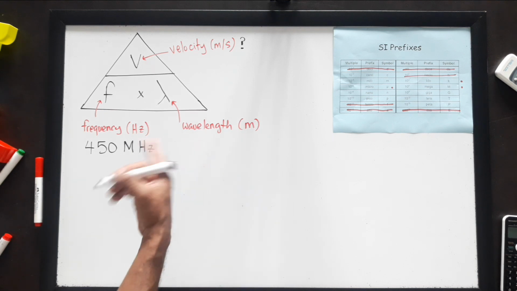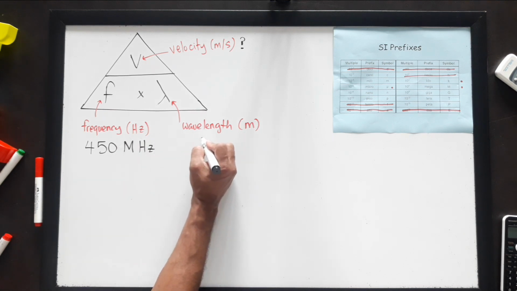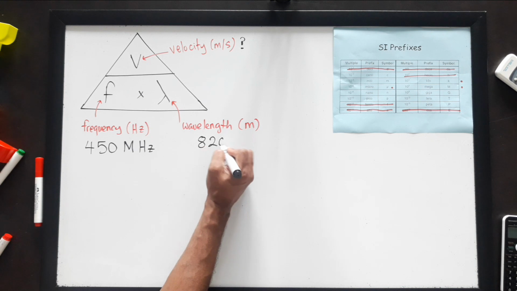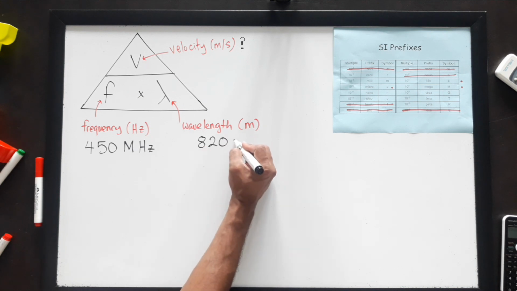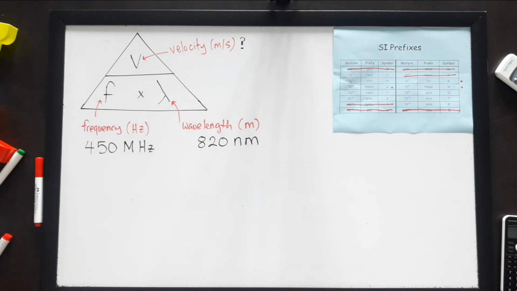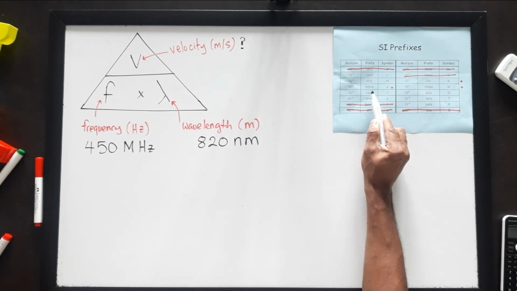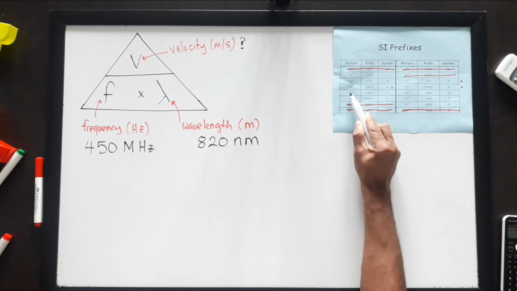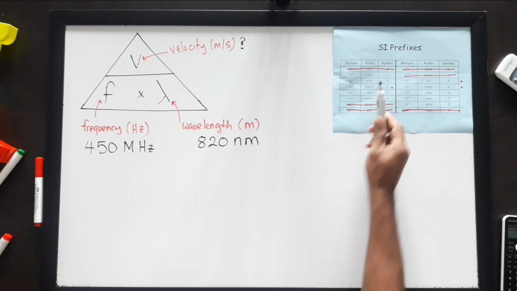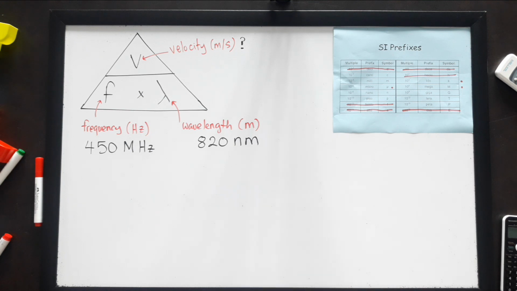Then he comes and gives you the wavelength. But he doesn't give you the wavelength in normal meters. He puts n, common n, and then m. Common n is nano, which means 10 to the power minus 9, right? So this is minus 9.